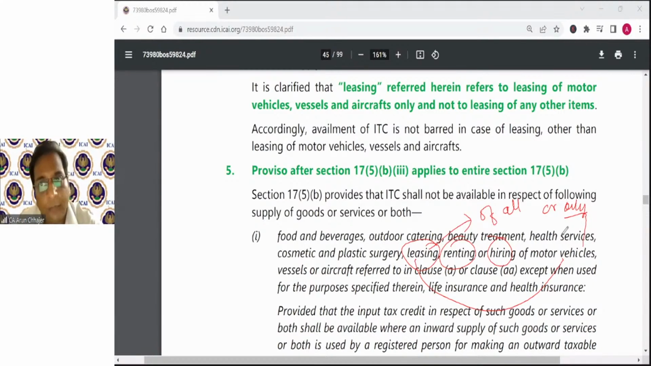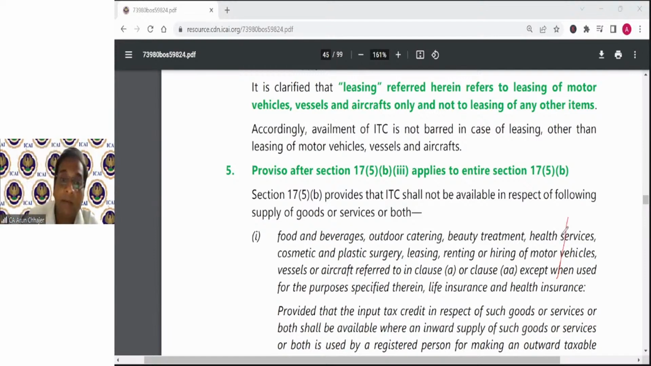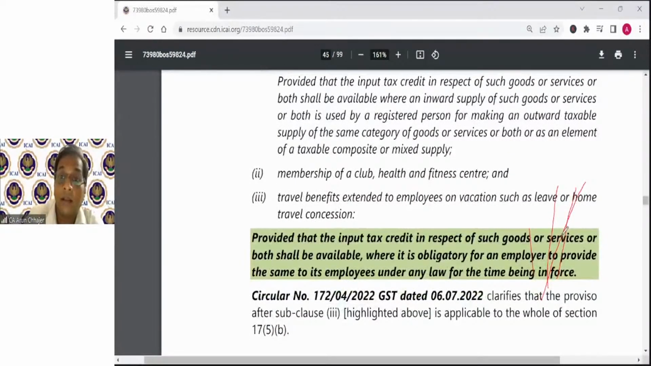Okay. The next point which they have discussed in this particular, you remember that we have discussed that if there is a compulsion by law on the employer to provide to the employee, then ITC would be available. We discussed that, right? If it is a compulsion by law, then ITC would be available. The problem of that provision, there was a proviso, but where the proviso was written, that was the problem. Where was it written? It was written after clause 3 in the various sub-clauses.